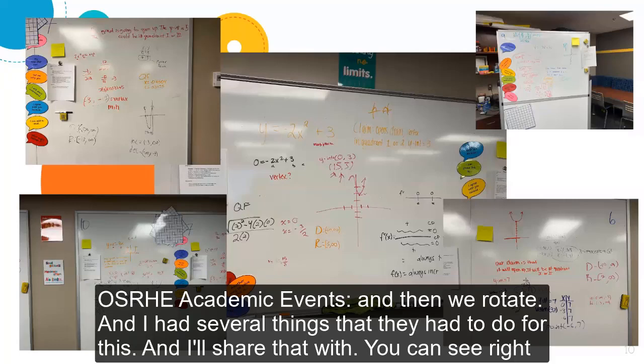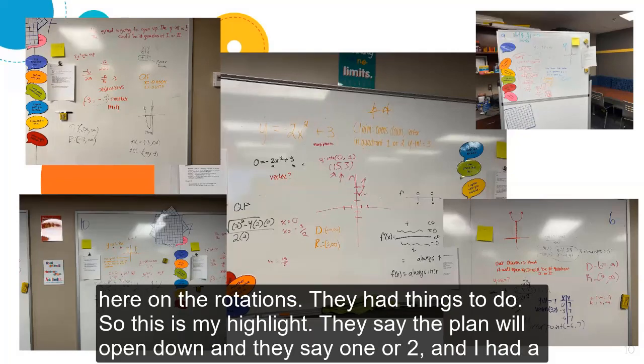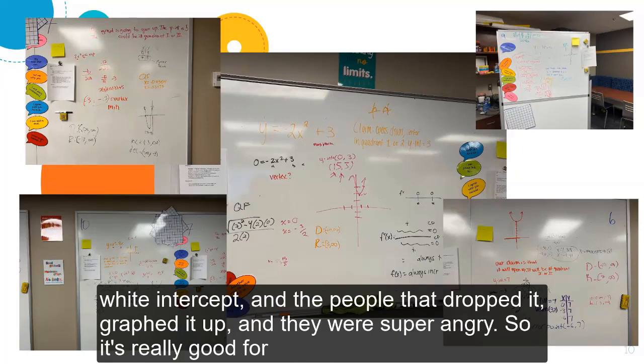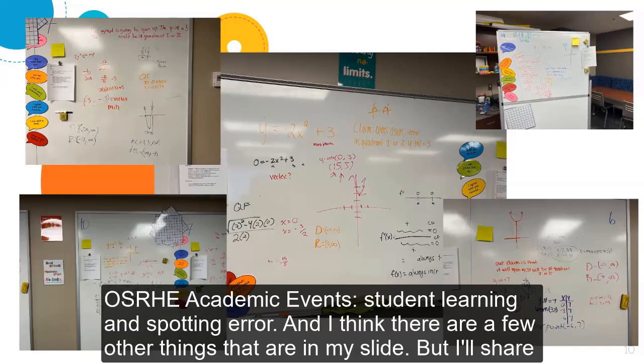And I'll share that with you. You can see right here on the rotations, they have things to do. So this is my highlight. They stated the claim that the function would open down and it was in quadrant one or two and it had a Y-intercept. And the people that graphed it were super angry. So it's really good for student learning and spotting the error.